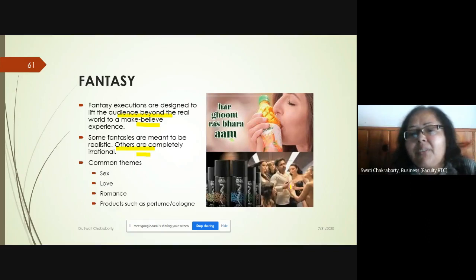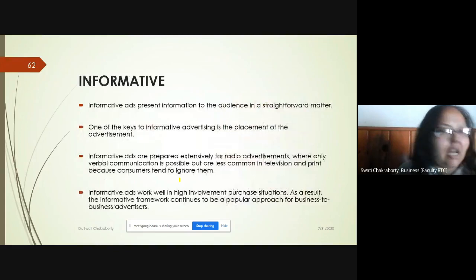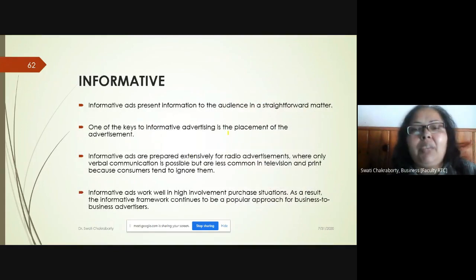See, if you're using perfume, people get attracted. Informative. Now, informative ads is where it presents information to the audience in a very straightforward manner, right? So is where we have the example is with placement offices, where it has to be very straightforward, and it can be done on a radio advertisement where only verbal communication is possible. It's not so popular in television or print media, because people tend to actually ignore it.